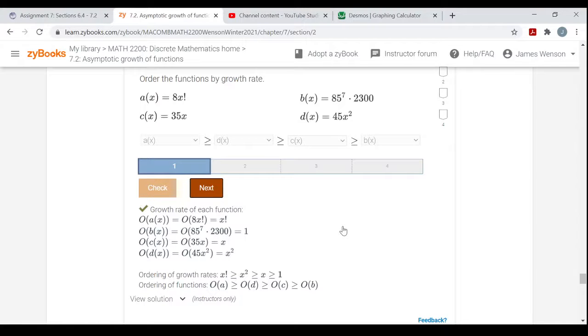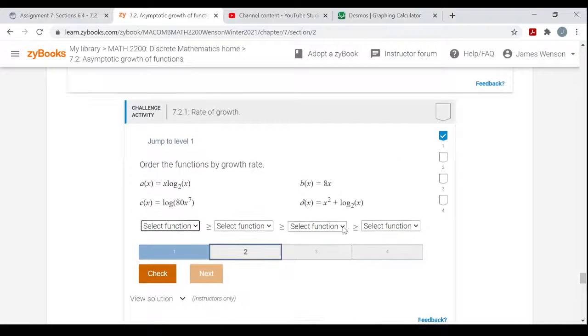And I think this is all like that. Yeah. So you've got another one where you're given types of functions. Now, if you have a sum, the term with the faster function dominates. The term with the fastest growth will dominate the growth.